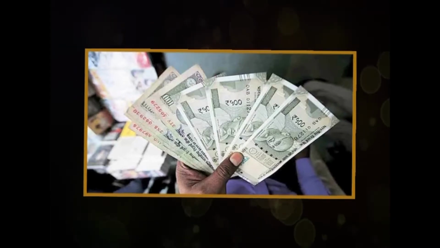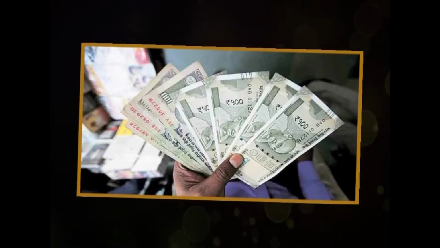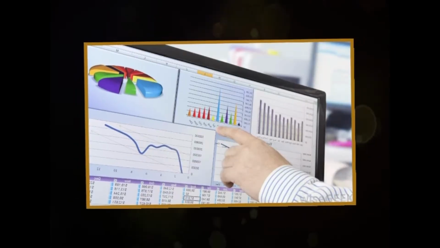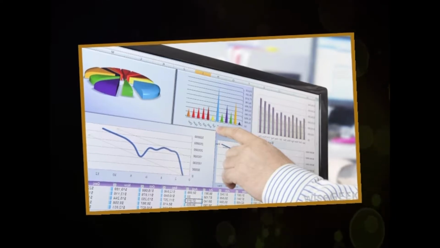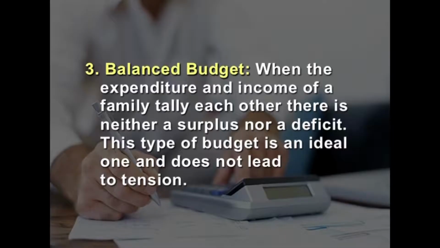This may force the family to borrow and there will not be any savings. The deficit budget is not good for the family. The third one, balanced budget. When the expenditure and income of a family tally with each other, there is neither a surplus nor a deficit. This type of budget is an ideal one and does not lead to tension.